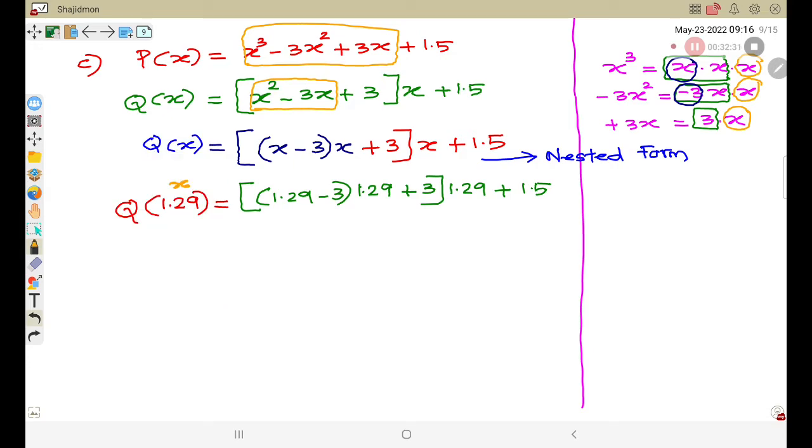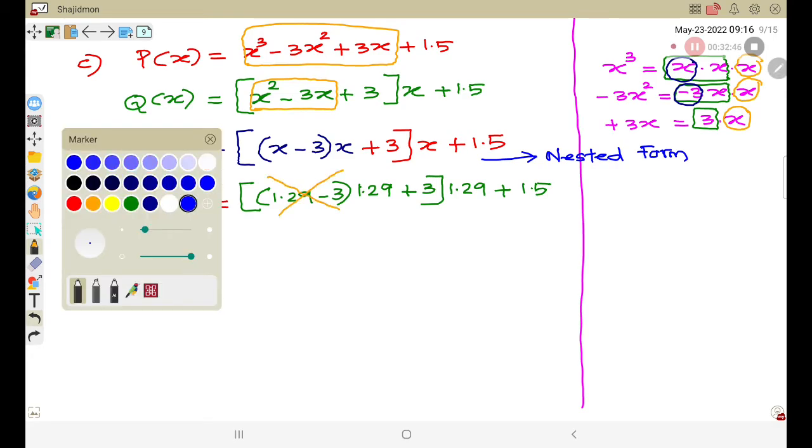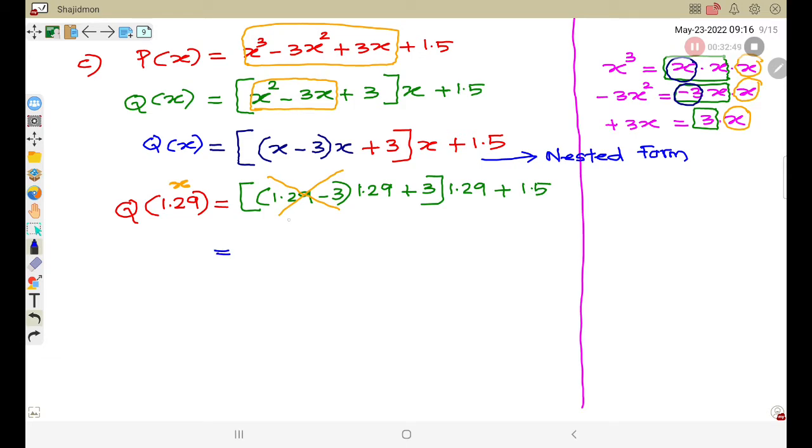Now we are doing the calculation using 4 digits rounding, correct? In our question it is 4 digits rounding. But in one step we need to do only one calculation. For example, in the first step you calculate what is 1.29 minus 3 using 4 digits rounding. So what will be the answer? You can check it. That is minus 1.71. All other terms we are writing same. Only one step, one calculation. So multiply 1.29 plus 3, multiply 1.29 plus 1.5. Correct? All other terms same.